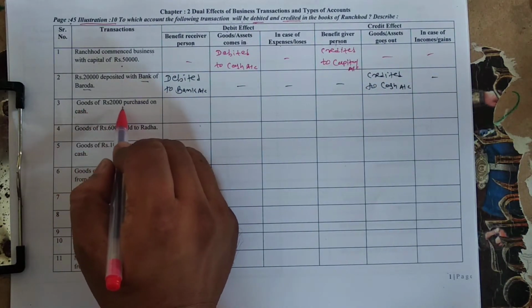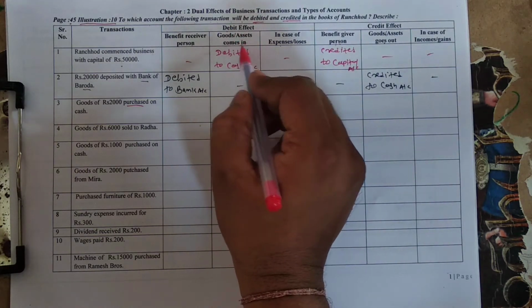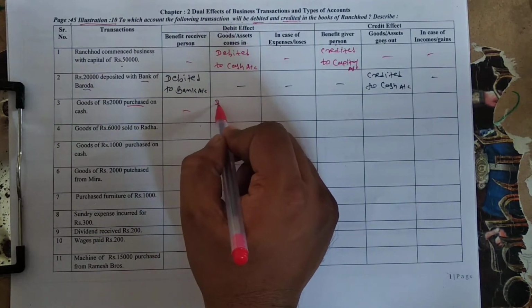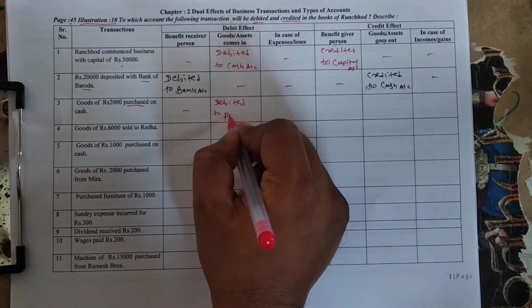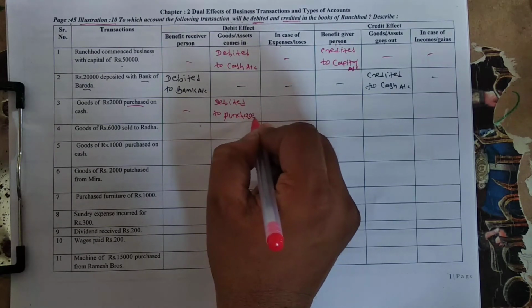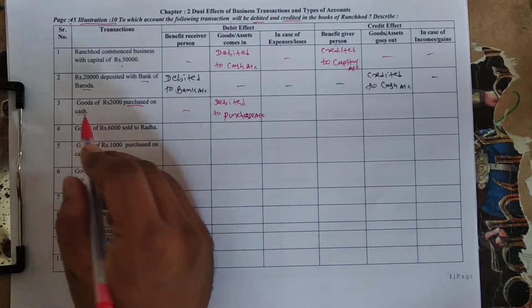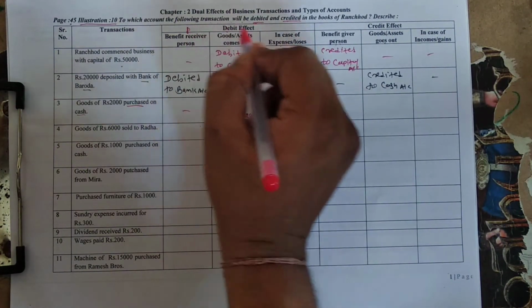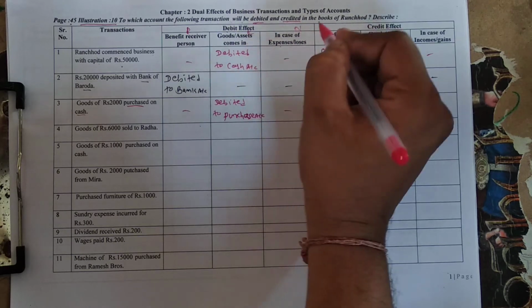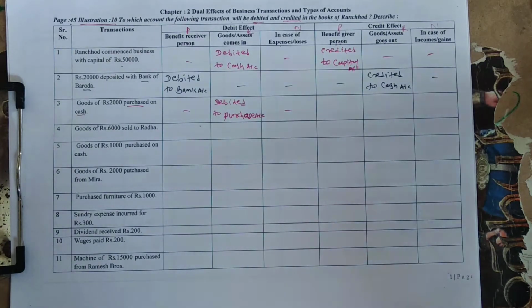Third number, goods of rupees 2,000 purchased on cash. When goods are purchased on cash, goods come in, and goods is a real account. So which account is debited in real account? Goods come in, debited to purchase account. Student, when goods are purchased, then debited to purchase account. Goods come in, debited to purchase account, and cash goes out. Cash is a real account. Real means second column. Student, be careful. This is the column of personal account, real account, and nominal account. Personal, real, and nominal. Understand?